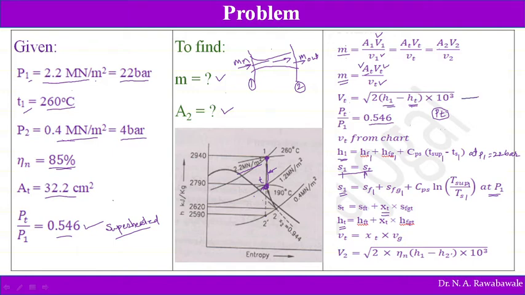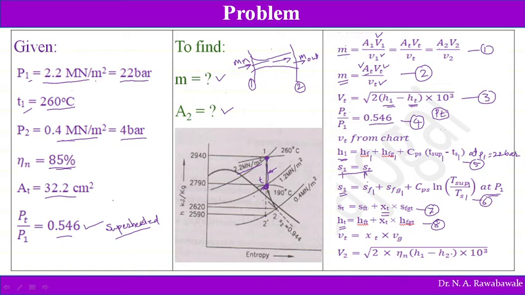We can call this equation number 1, equation number 2, and this equation number 3. This is equation number 4, equation number 5, equation number 6, equation number 7, equation number 8. From equation number 8 and equation number 5, we get enthalpies. We substitute in equation number 3, and we will get velocity of steam at throat.